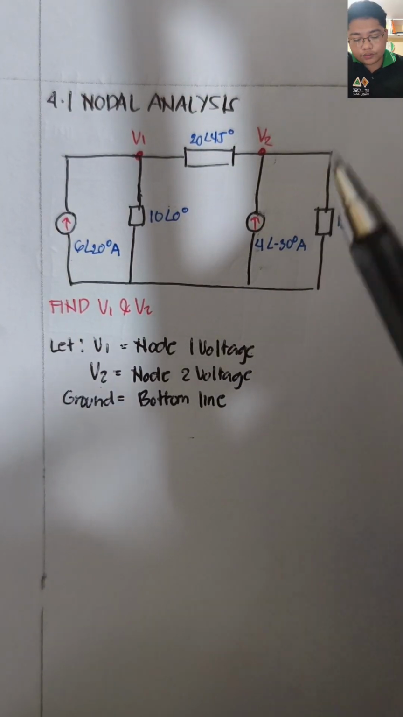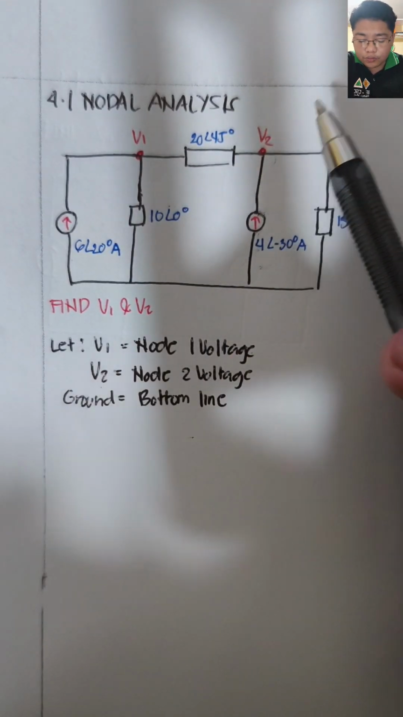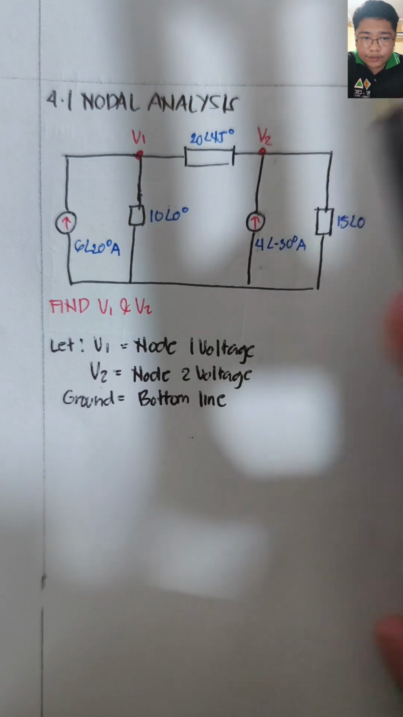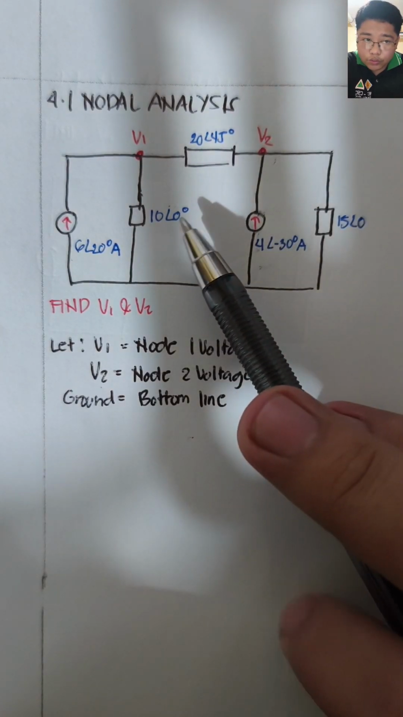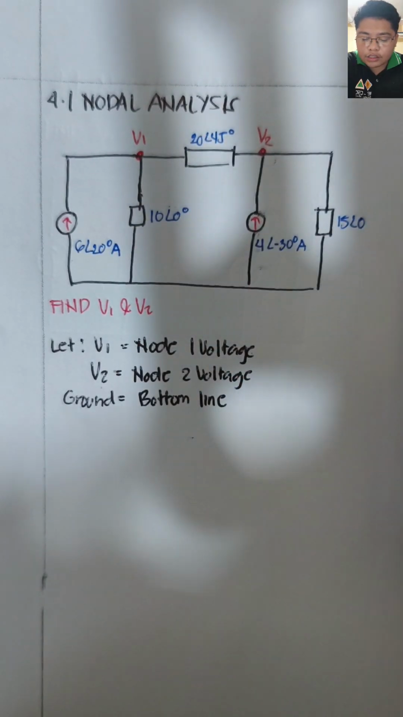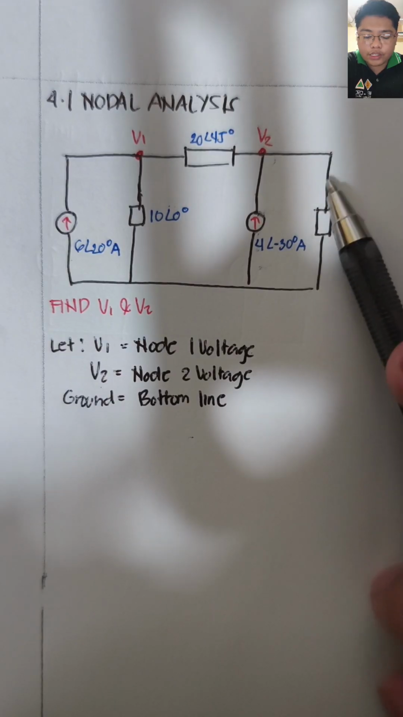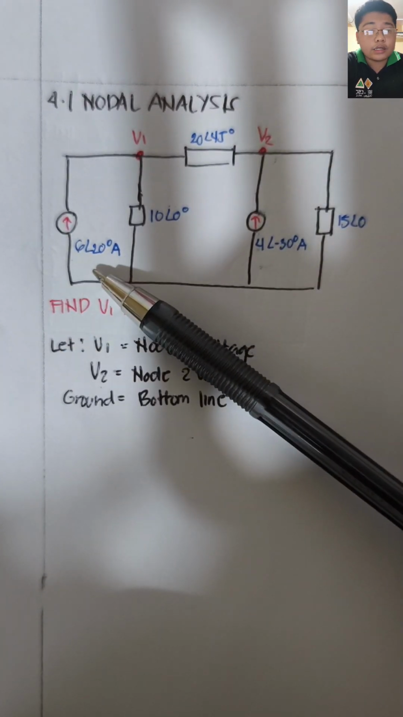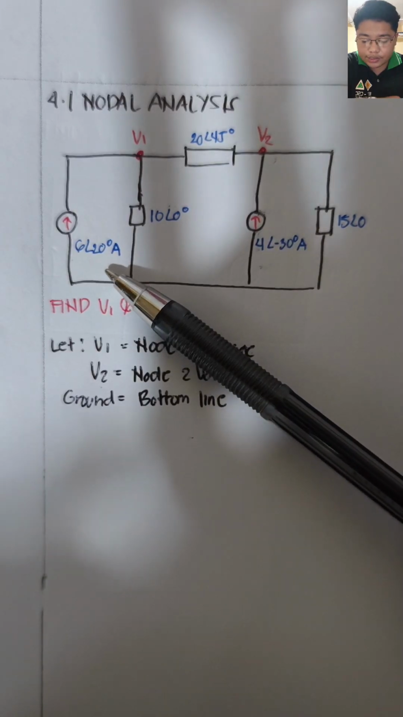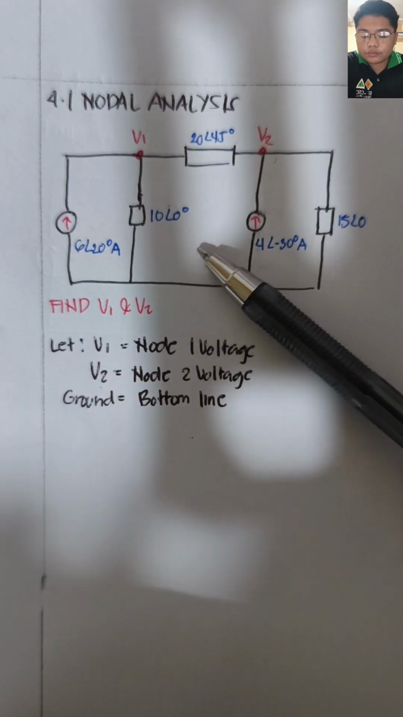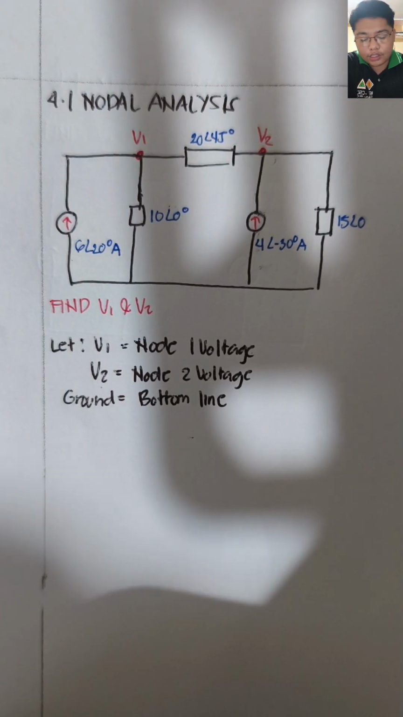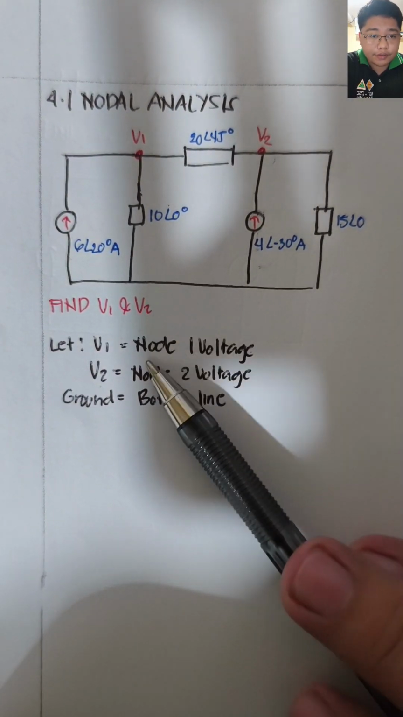We have two nodes, V1 and V2. There is a 20 angle 45 degrees impedance between the nodes. A 10 angle 0 degrees is connected to V1 and 15 angle 0 degrees is connected to V2. And we also have two current sources. On the left side, we have 6 angle 20 degrees amperes and 4 angle negative 30 degrees amperes.